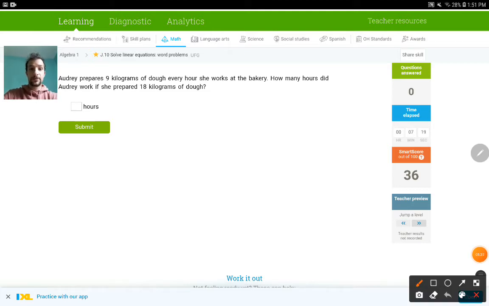Okay, here's our next level of example. Audrey prepares 9 kilograms of dough every hour she works at the bakery. So 9 kilograms for every hour, right? 9 for every hour she works. So I don't know how many hours she works, so I will just multiply the 9 by hour. If she works 1 hour, it's going to be 9 kilograms. If she works 5 hours, it's going to be 9 times 5 kilograms of dough.